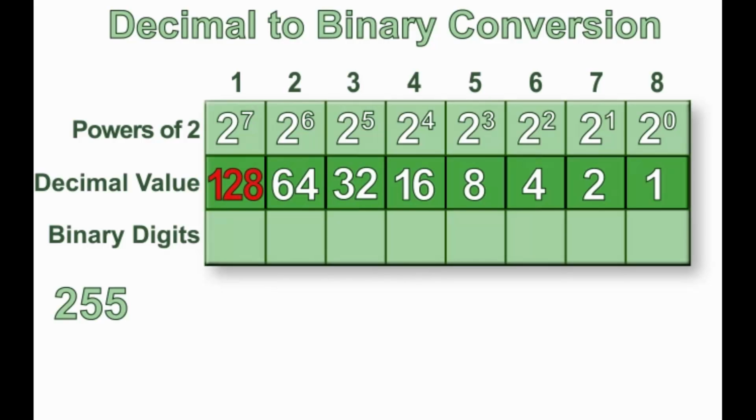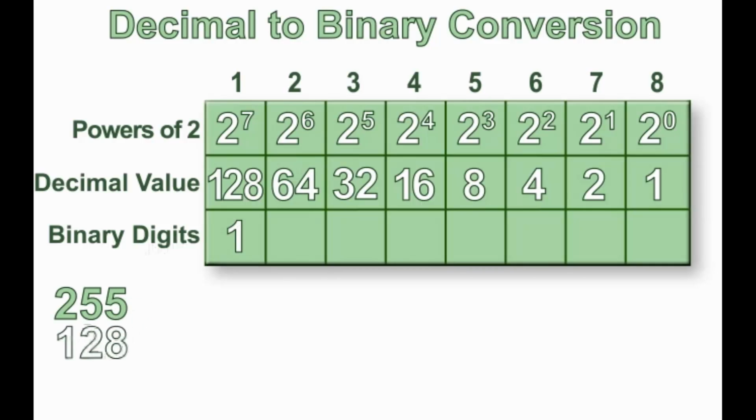So when we look at 128, that is less than 255, so obviously we can subtract that from 255. Now, to indicate that I can subtract 128 from 255, I put a digit, a value of 1, into the column underneath of 128. That's the binary representation that says I am able to subtract 128 from 255. Then I do the math. I subtract that 128 from 255 and come up with the remainder of 127.